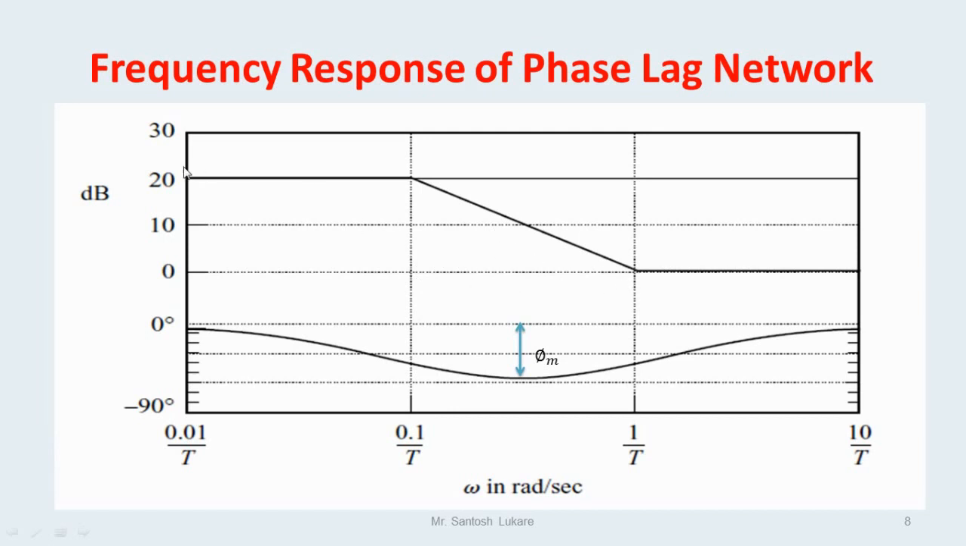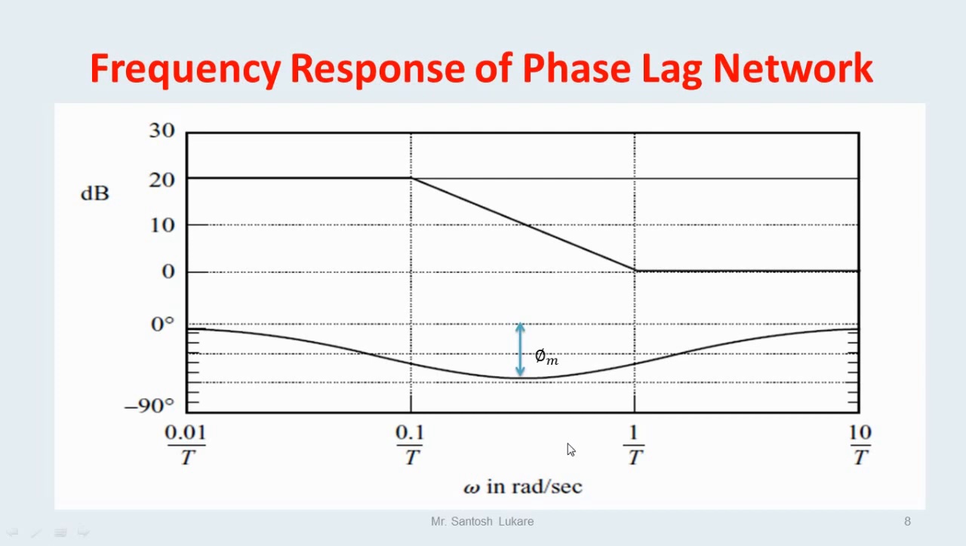So this is, you can say, a kind of low pass filter, and we can get the maximum phase lag, that is negative phase angle, which we can say in this case is phi m, at the frequency you can call a mid corner frequency, which lies in between the lower corner frequency, that is 0.1 by T, and the upper corner frequency, that is 1 upon capital T. So this capital T is the time constant of the system.